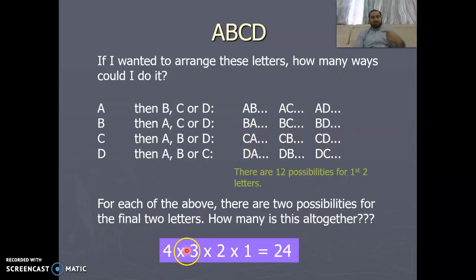Once one of the letters has been chosen, for the second one there are 3 possibilities, for the third one there are 2 possibilities, and for the fourth one there is 1 possibility. So in total, how many? It will be 24 ways we can arrange this. So these are the arrangements. We found here 24 arrangements.